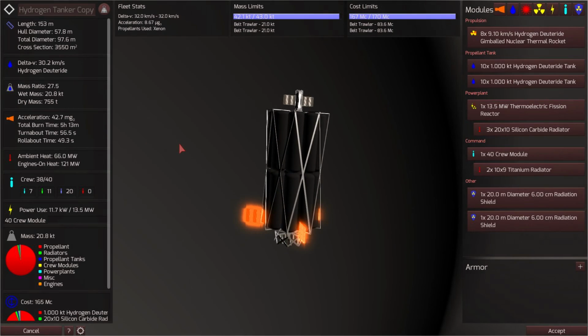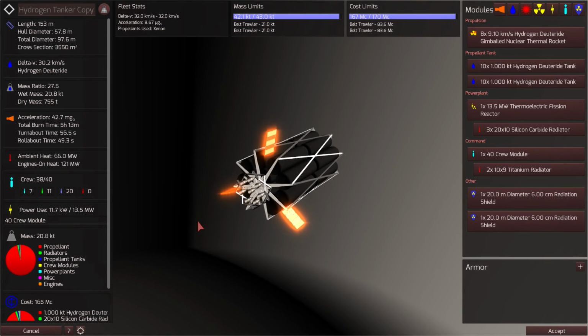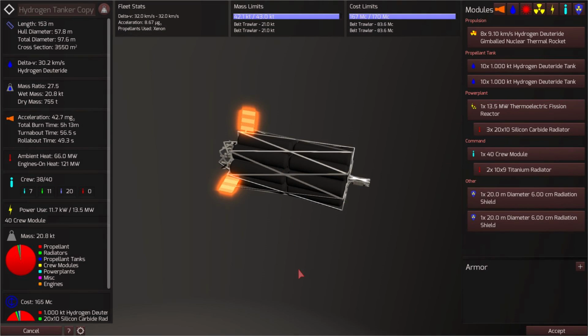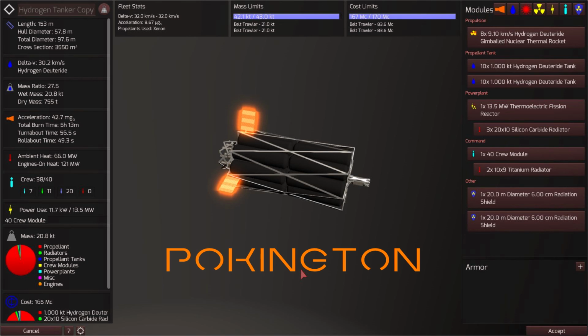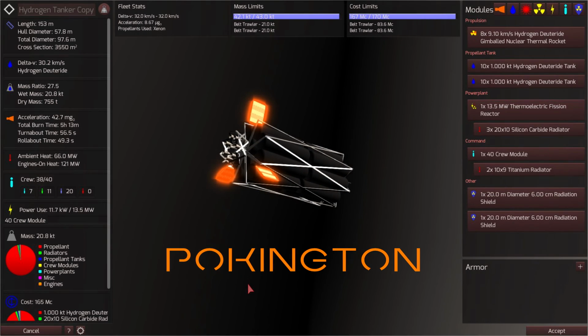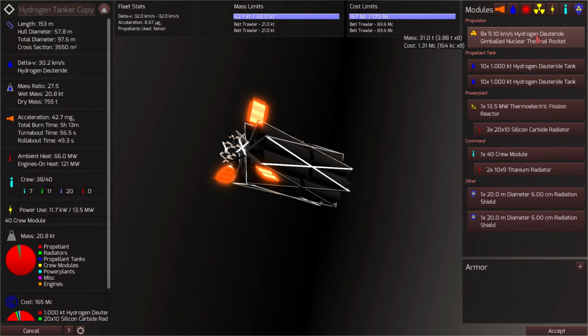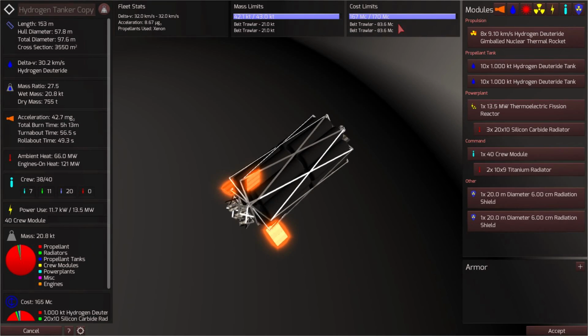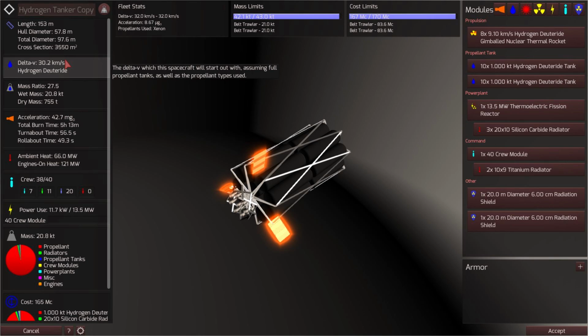I actually got this ship design from the Children of a Dead Earth forums. I saw it in a post by a forum member named Pockington, who showed this ship design and how it had a crazy amount of delta V. So I just created it in here. It has a lot of delta V, but you really don't need that. This mission is definitely doable with just the regular hydrogen tanker.